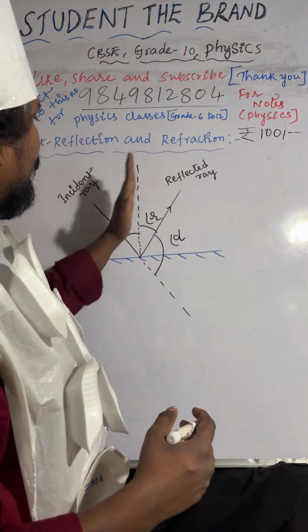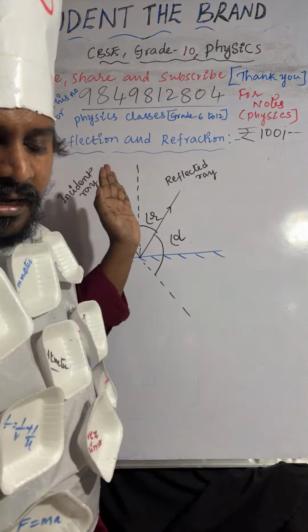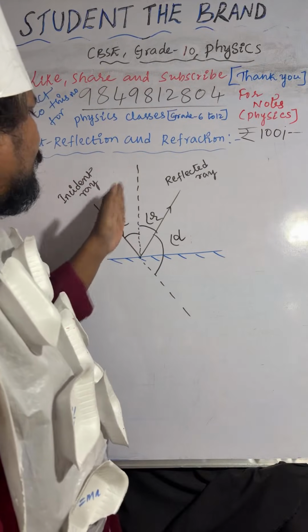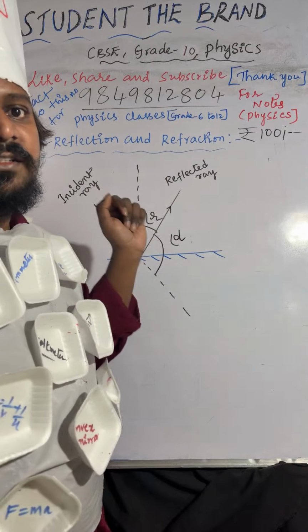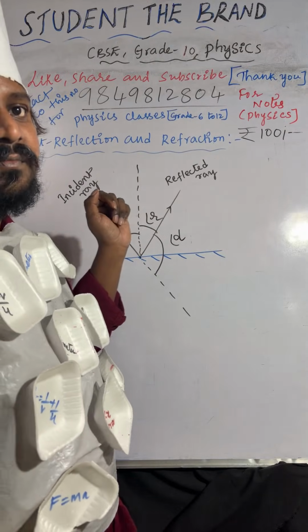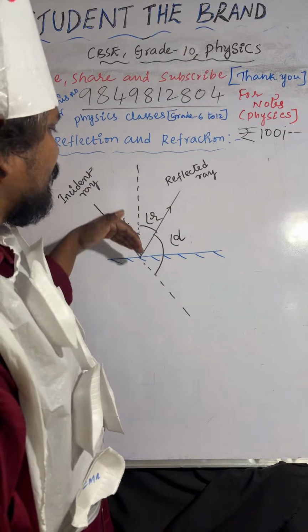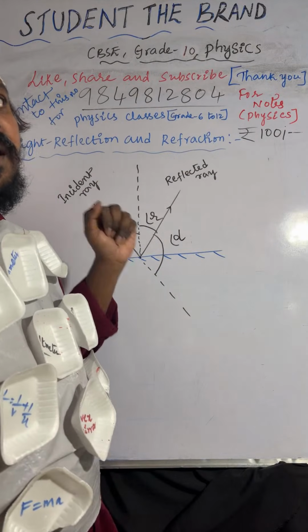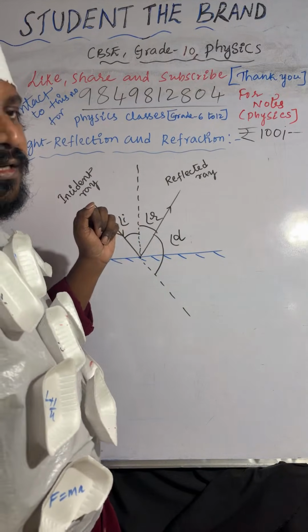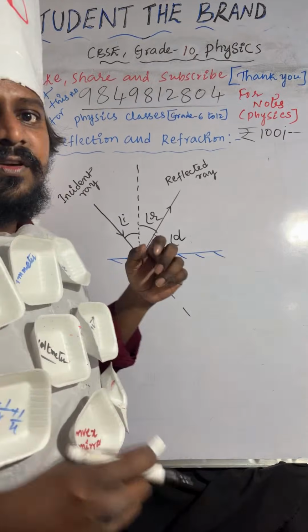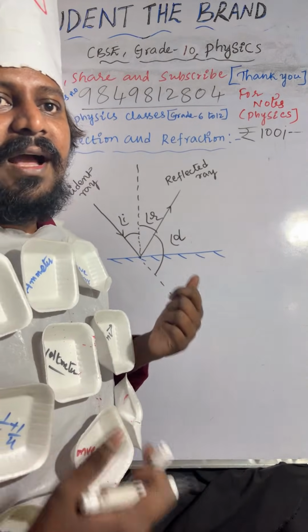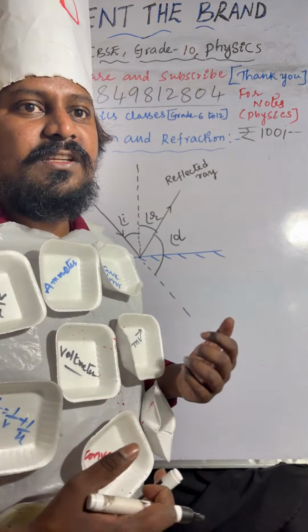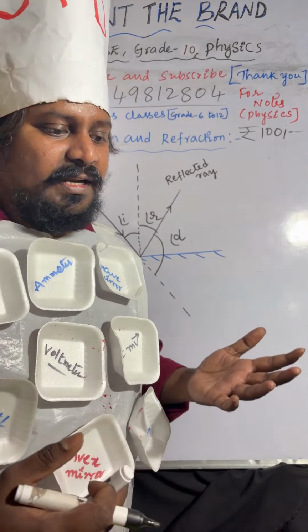Once again, you can observe here the incident ray, and this is the normal line. The angle between the incident ray and the normal line is the angle of incidence. The angle between the reflected ray and the normal line is the angle of reflection. The angle between the reflected ray and the undeviated line is the angle of deviation. The bouncing back of light from the reflecting surface is called reflection of light.